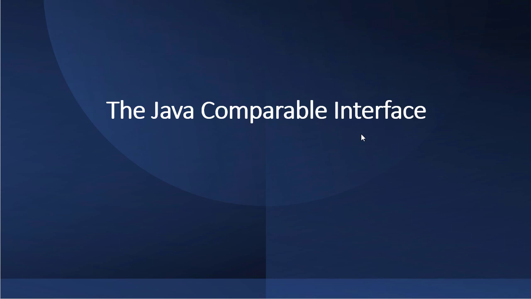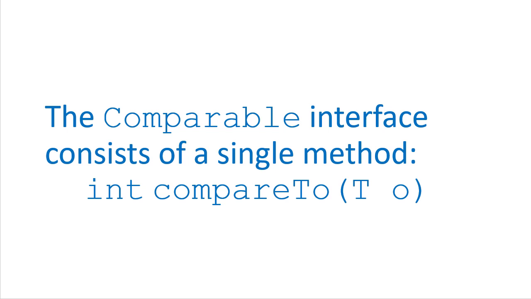One interface that's used quite often is the Java Comparable interface. The Java Comparable interface allows us to compare two objects. The Comparable interface consists of a single method called compareTo that takes one parameter and returns an integer.